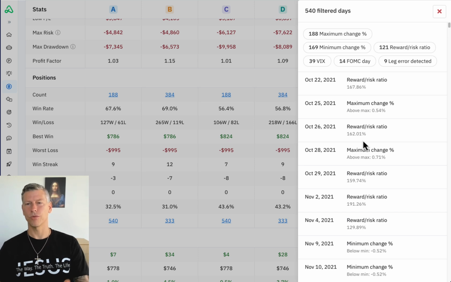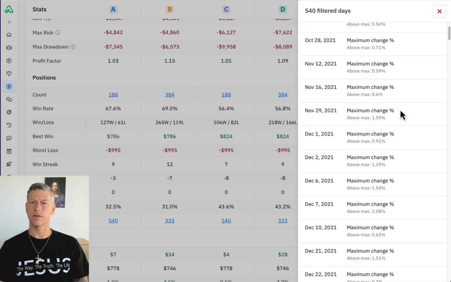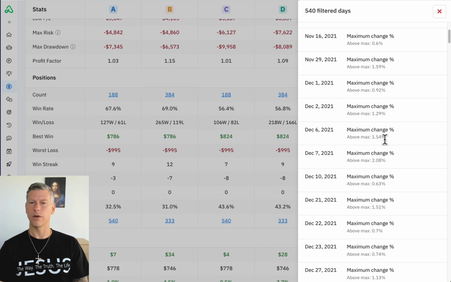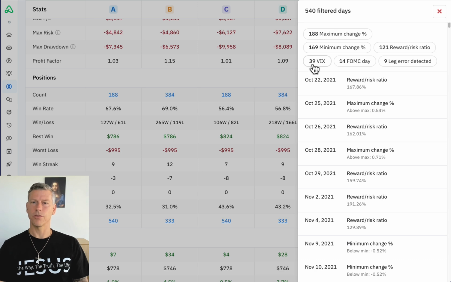And this is one of the cool things about this new backtester, it gives you complete transparency. We can see here 188 days were filtered because the change percent was above the max, 0.5%. So if I wanted to, I could click here and see exactly which days were filtered and where the market was when it was actually filtered. We can also see 39 days were filtered because of VIX, 14 were FOMC reporting days, and 121 days the reward risk ratio we're looking for, which is 200%, was not available.